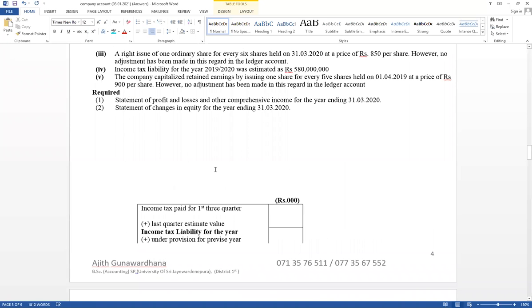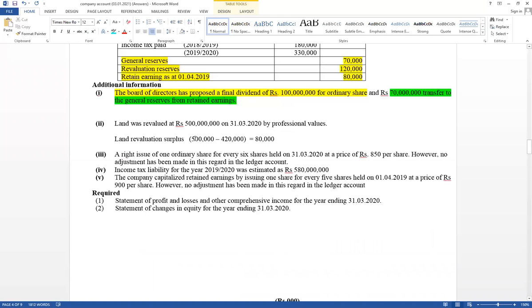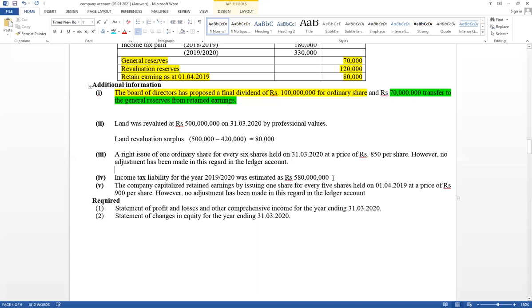Right, think about land: it is a non-depreciable asset. That is the theory. Therefore, cost value can be compared with revaluation amounts. Right, next one, share issues. Additional third one, as well as fifth one, are relevant for share issues.